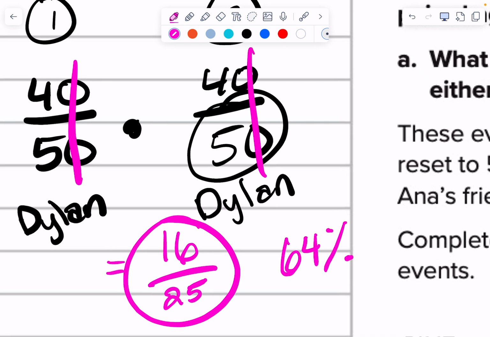Can you do that in your head? No, not at all. You can. 25 is my bottom number. Percentage is out of 100. So if I multiply the bottom number by 4, I get 100. If I multiply the top number by 4, it's 64%, right? That's very easy to do when you have 25s or 20s or 10s or whatever, right? You can do those percentages.